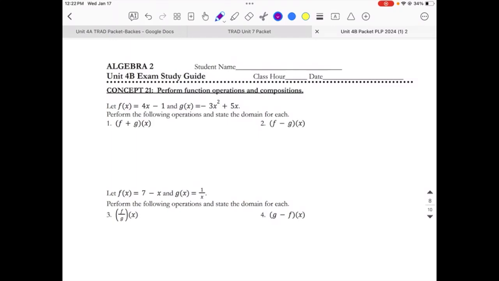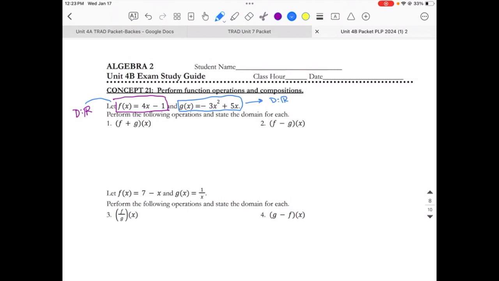Okay, guys, as we're looking at the study guide for concept unit 4B, we're going to start with concept 21. We always want to make sure and check the domains of the original functions that we're looking at if we're trying to just talk about domains at the end too. Because remember, if there's a restriction that starts at the beginning, it's going to carry through. So this first one, 4x minus 1, has no restriction because there's no fraction. So the domain is all real numbers. And same with g, there's no fraction, so your domain is all real numbers.